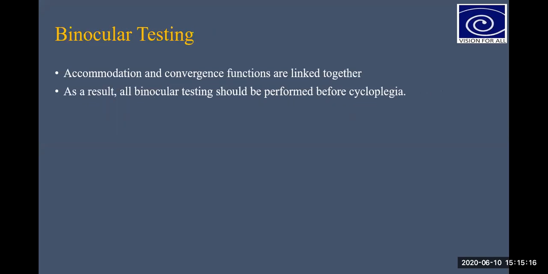And second one is binocular testing. It is also the same: we have to assess everything of binocular testing, like cover test, uncover test, Hirschberg test, which is known as HBT. Any binocular testing should be done before instilling the mydriatic and cycloplegic drug. As we know, accommodation and convergence function are linked together. So as a result, all binocular testing should be performed before cycloplegia.